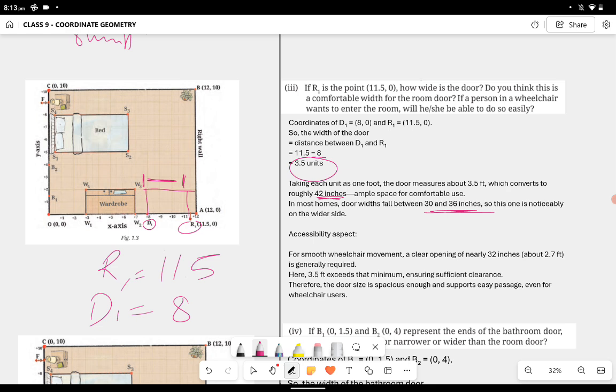Now for the accessibility of the wheelchair. For smooth wheelchair movement, there should be at least a 32 inch opening in the door. Here, because it is nearly 42 inches, it ensures sufficient clearance. Therefore, the door size is spacious enough and supports an easy passage even for wheelchair users.